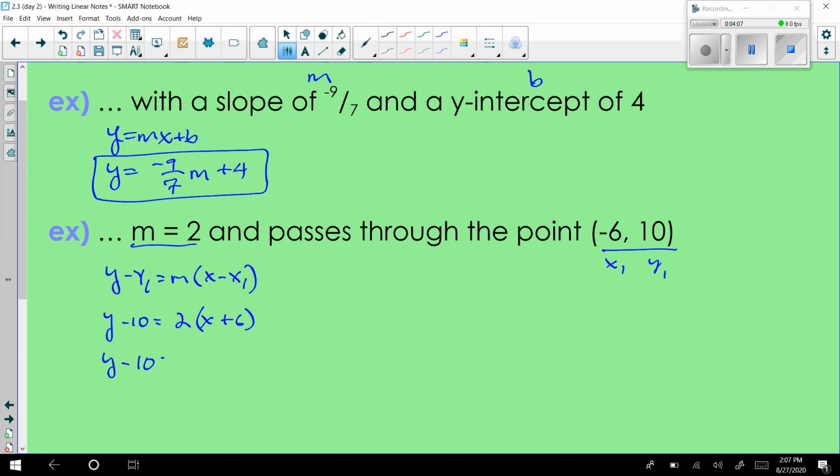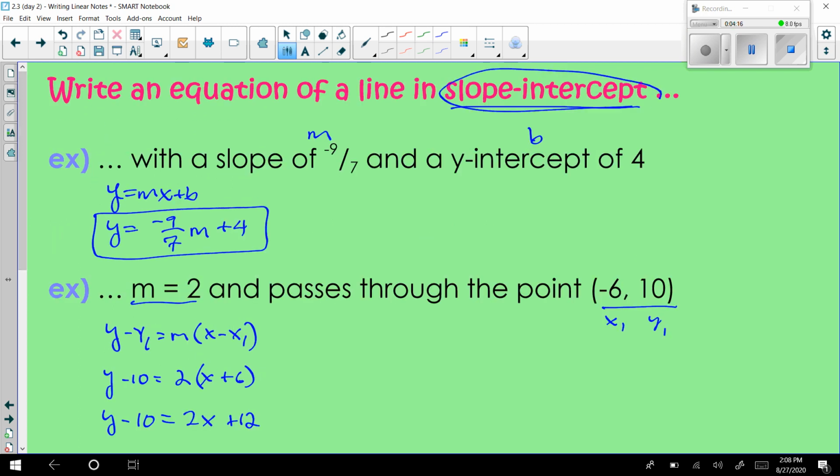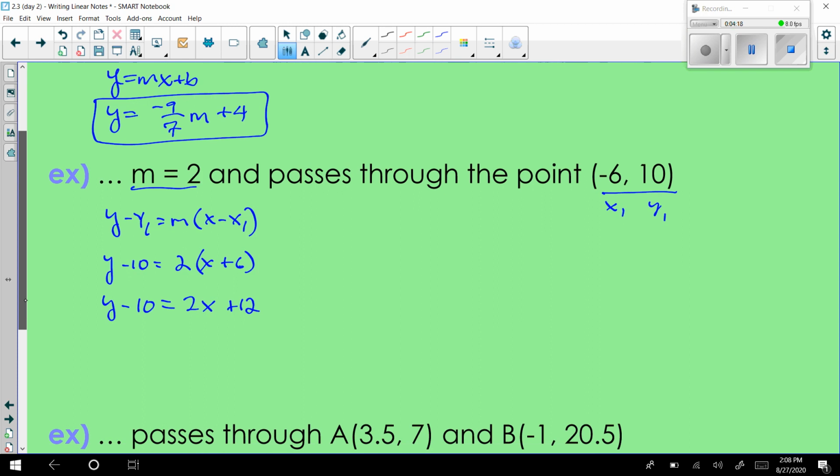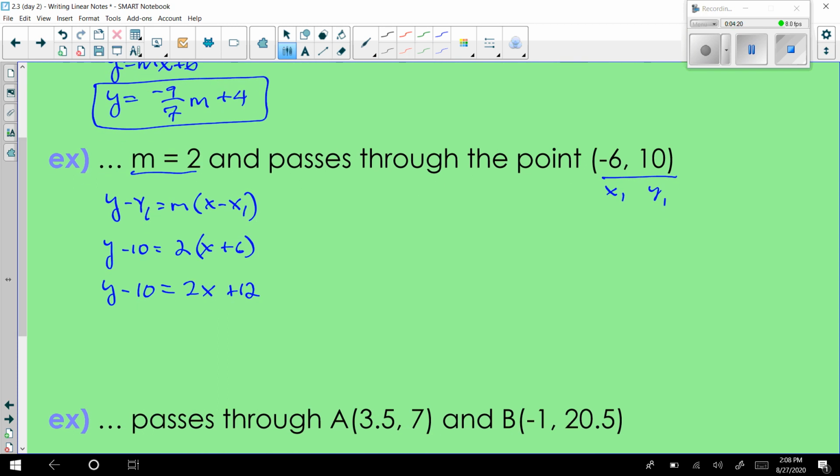y minus 10 equals, we're going to distribute first and get 2x plus 12. And then remember, we're trying to write this in slope-intercept form, so we want it solved for y, which means I need to add this 10 over to the other side, and that's going to give me y by itself equals 2x plus 22. So now it's in the form y equals mx plus b, so we're done.